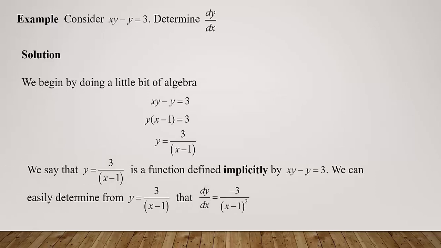We have y equals 3 over x minus 1. But here's a little vocabulary. We say that y equals 3 over x minus 1 is a function that was defined implicitly by the equation xy minus y equals 3. So it's almost like the function of x was disguised in the equation xy minus y equals 3. And like I said, we can easily get the derivative from y equals 3 over x minus 1. We can quickly get that the derivative is negative 3 over x minus 1 quantity squared.